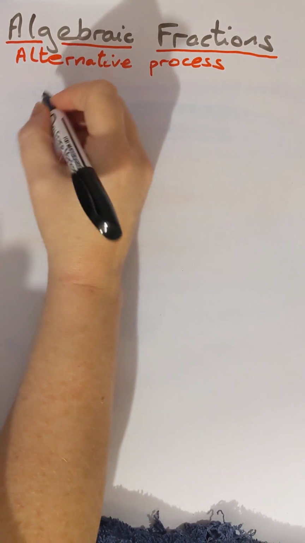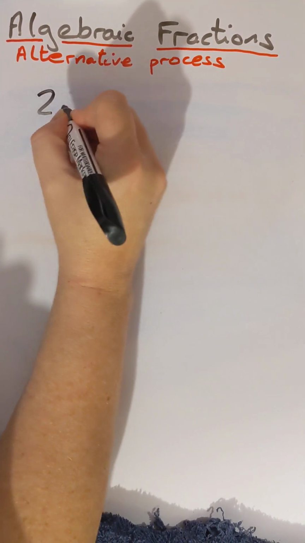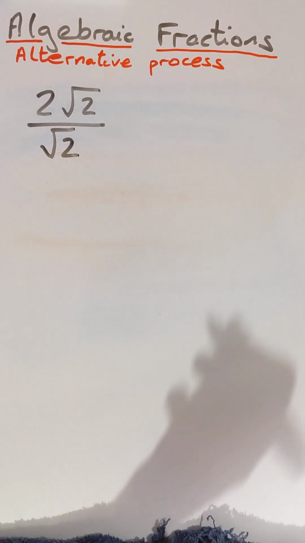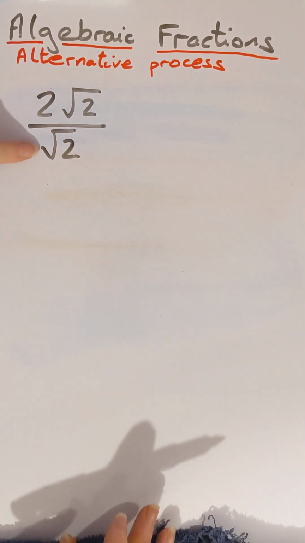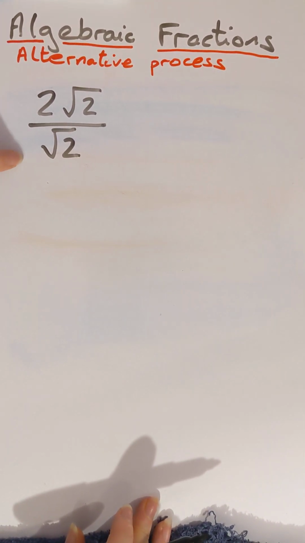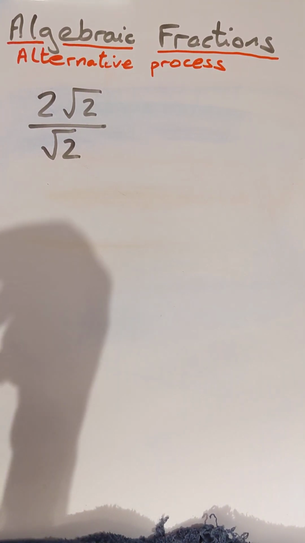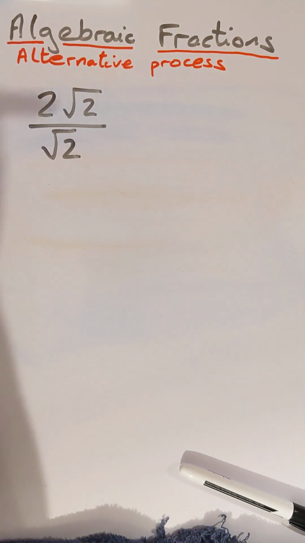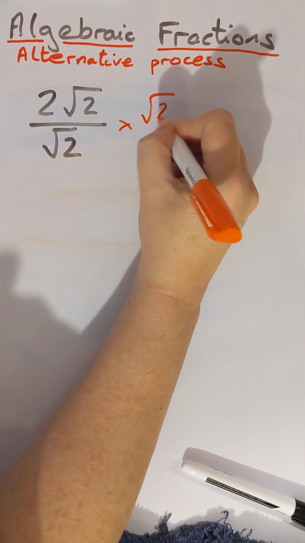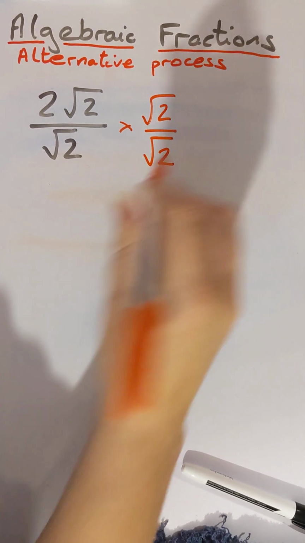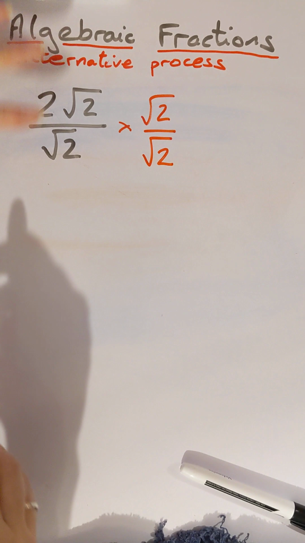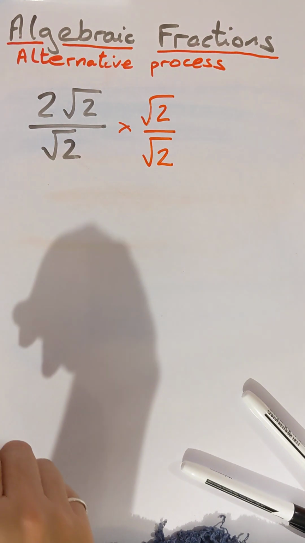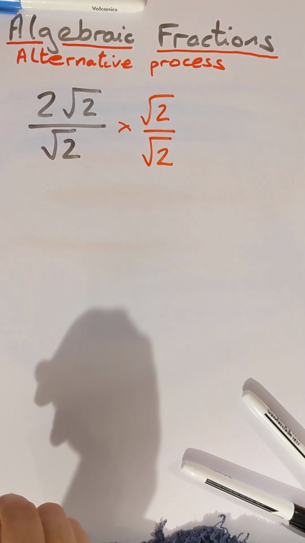If we have, for example, 2 root 2 over root 2, you have been told that to get rid of a root on the bottom, you must multiply by it. And because you're multiplying by it, and it's a fraction, you must do the same to top and bottom. So we're timesing the whole thing by the equivalent of timesing it by 1.